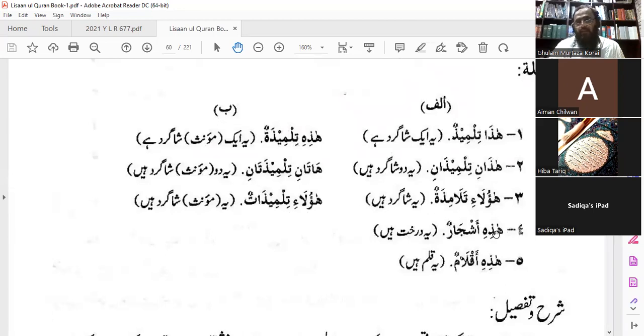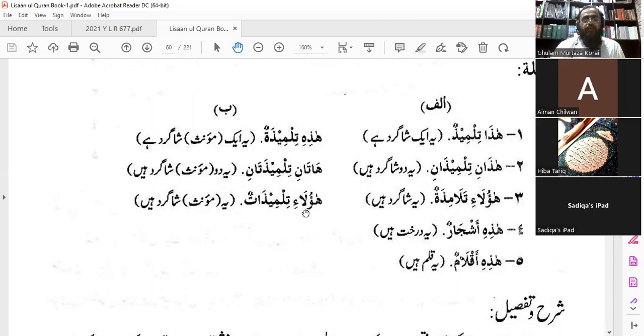And hadhi is used before jama ghair zi aqil, like ashjarun, aqlamun, kutubun. هذه أشجار، هذه أقلام، هذه كتب، هذه مكاتب, right? So هذه is used before غير جمع ذي عقل. Now هذه is used before مفرد مؤنث. هاتان before مثنى مؤنث. هؤلاء is common for جمع مذكر and جمع مؤنث.